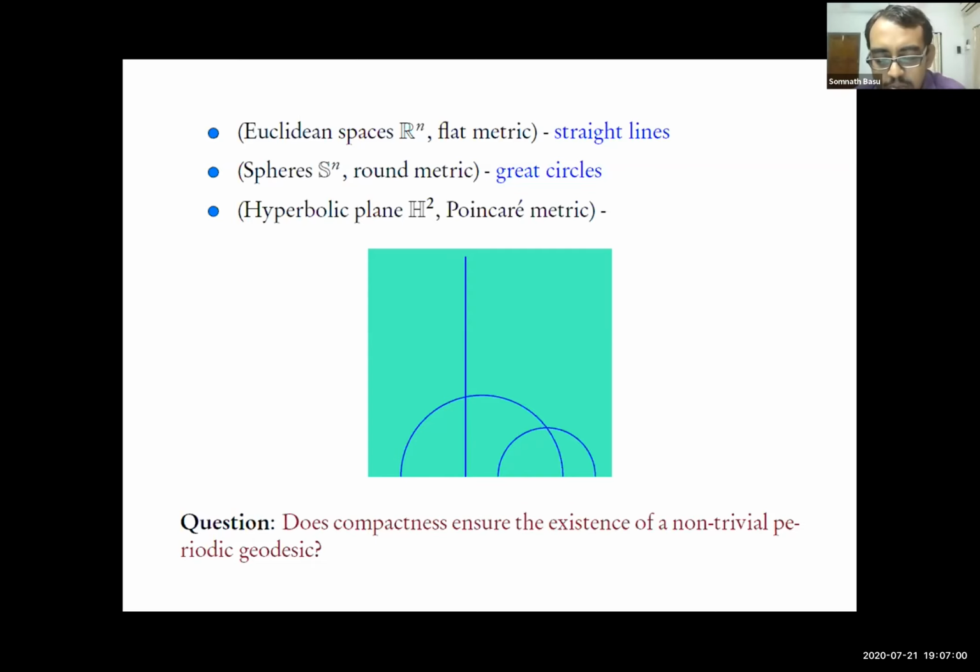And by periodic, I mean it should be a smooth curve, which is a geodesic, such that gamma has a period. It's defined over the whole real line. Non-trivial means that we are not interested in the constant curves. The constant curves are obviously geodesics. They satisfy the differential equation that I set up earlier, but we're interested in non-constant geodesics. So that's what I mean by non-trivial. So, okay, that's the question. If I ensure compactness, does it mean that I always have a non-trivial closed geodesic? So let's see.